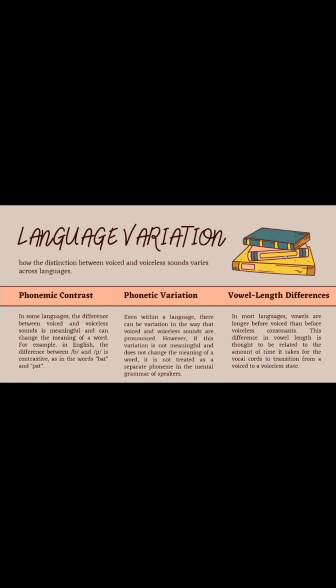And then the last one is vowel length difference. In most languages, vowels are longer before voiced than before voiceless consonants. This difference in vowel length is thought to be related to the amount of time it takes for the vocal cords to transition from voiced to voiceless state.